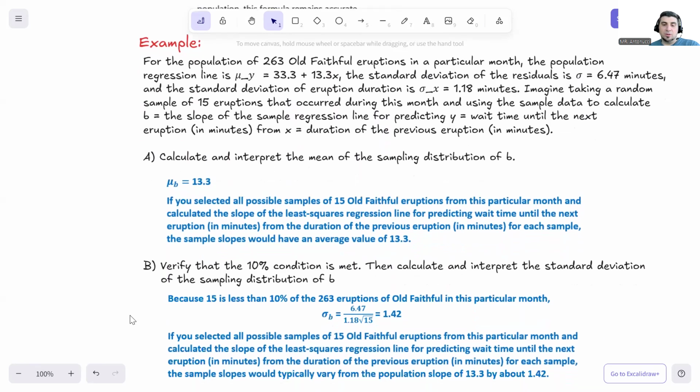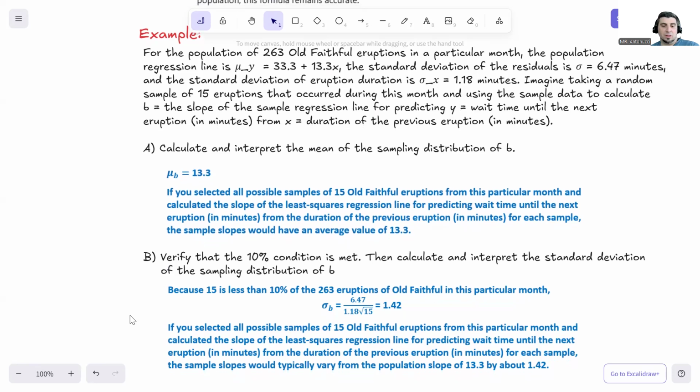Now, to interpret that, it means if you selected all possible samples of 15 Old Faithful eruptions from that particular month and calculated the slope of the least squares regression line for predicting wait time for each sample, the sample slopes would typically vary from the population slope of 13.3 by about 1.42 minutes in this case.